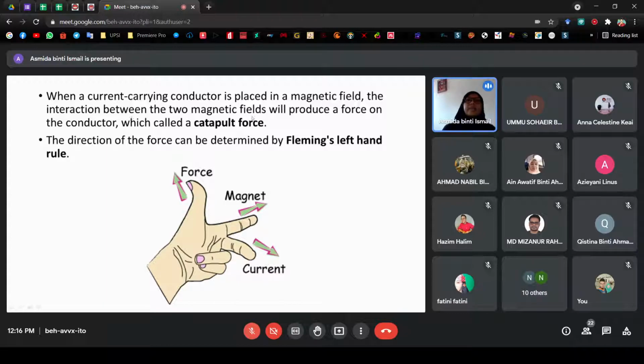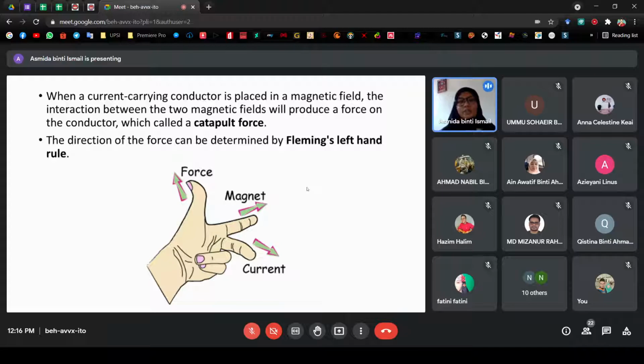Okay, when a current carrying conductor is placed in the magnetic field, the interaction between the two magnetic fields will produce a force on the conductor. It's called a catapult force. The direction of the force can be determined by Fleming's left hand rule. Okay, kan di kanan kan, di kiri.